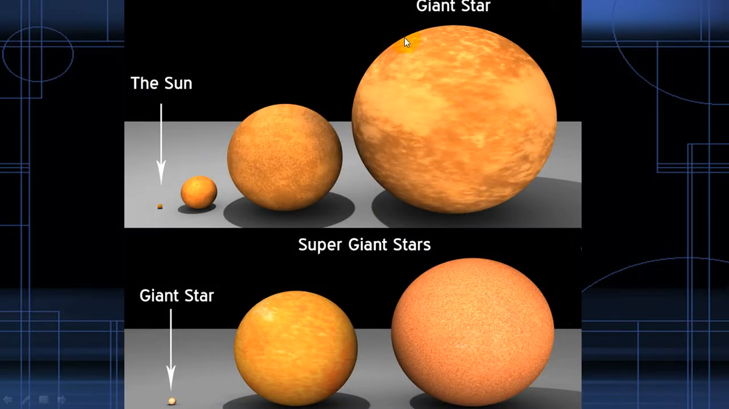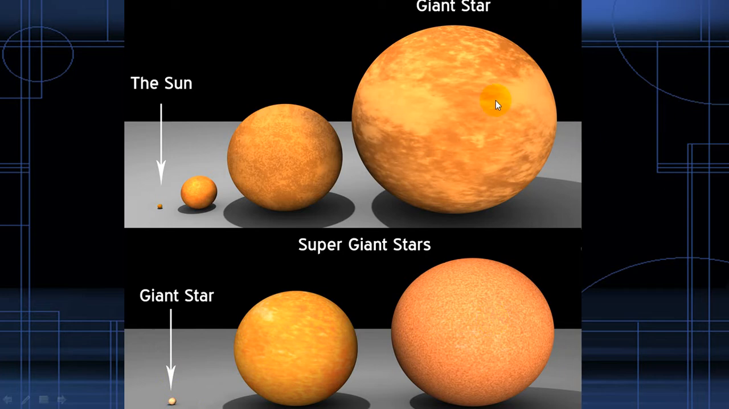Okay, so if we were looking at our sun, it's right here. Compared to the other ones, it's not going to be that big. This would be a giant star compared to our sun. We take that giant star right down and put it all the way down here. So this is that giant one, and these are the supergiants. I mean, they are massive.